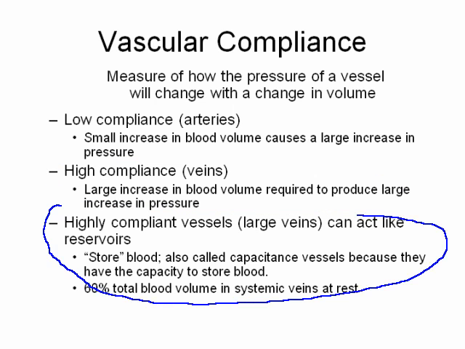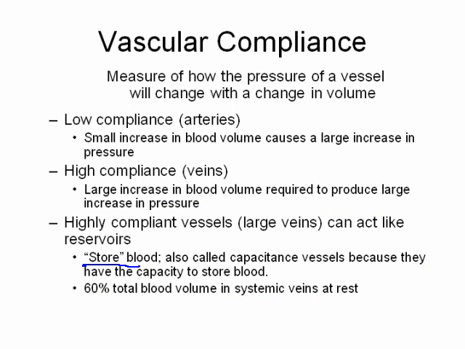Highly compliant vessels, such as large veins, can act like reservoirs of blood. They actually store the blood. For this reason, we call them capacitance vessels, because they have the ability to store a capacity of blood. About 60% of the blood volume is at any moment in time in the systemic veins, or at least during rest, that is the case.